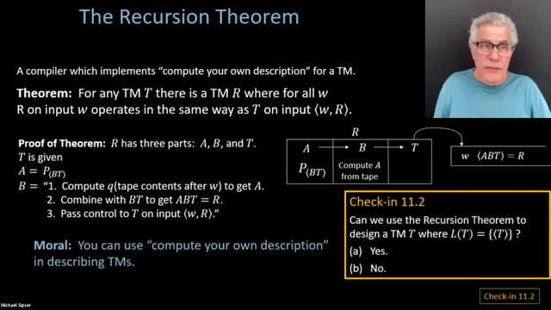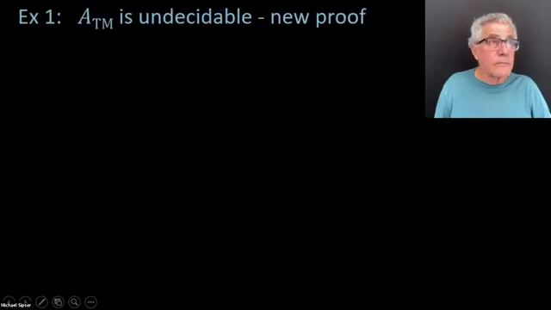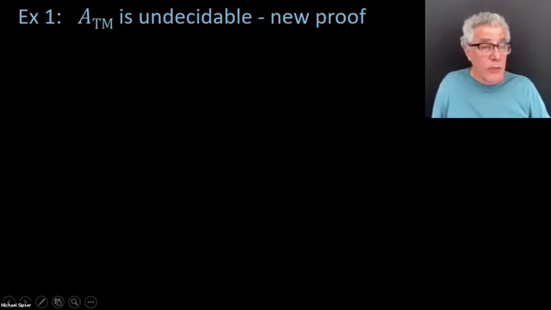So the correct answer is yes, as I was hinting at. So I think maybe this example would have been better after the next example, and then we're going to have a break. So here is a new proof that ATM is undecidable, but now using the recursion theorem. And this is going to give you a nice example of how we use the recursion theorem in action.